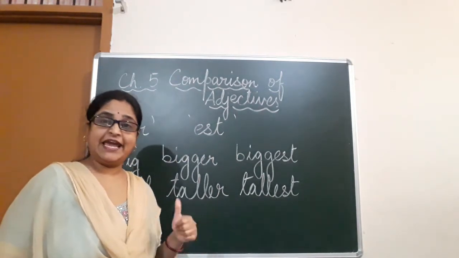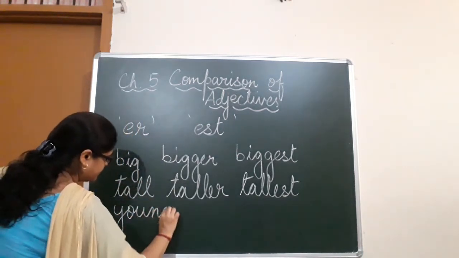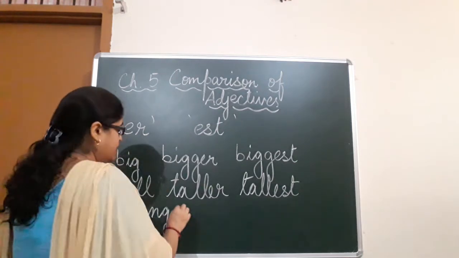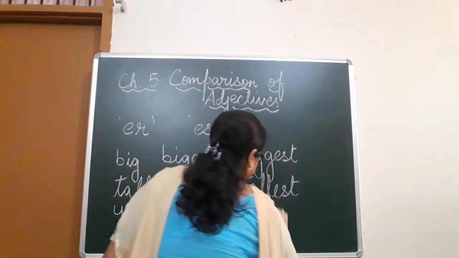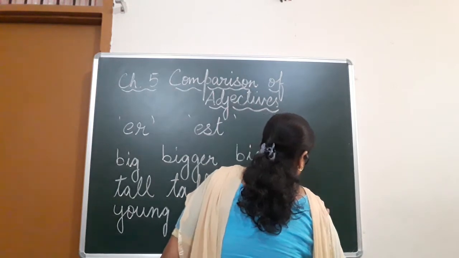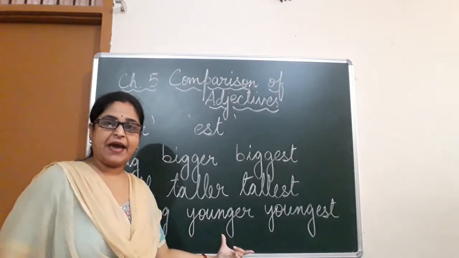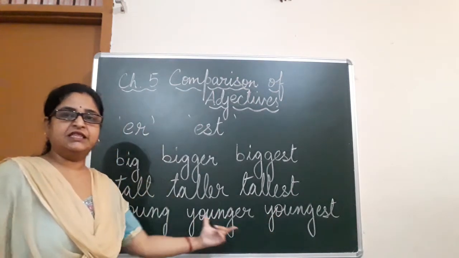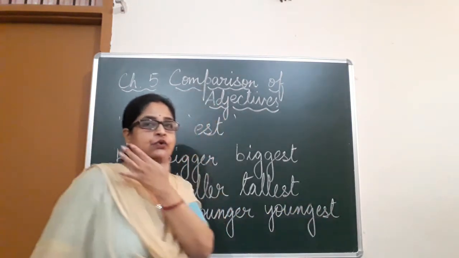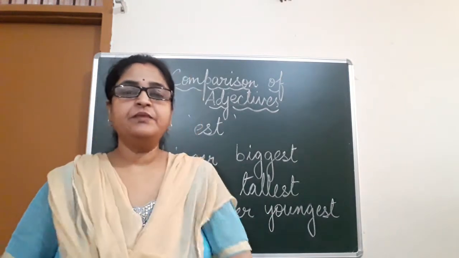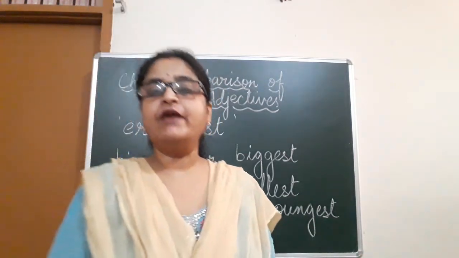Now I also gave you the comparison of age. My daughter is younger than me. Young is the adjective word, and then younger and youngest. So these are the comparison words. We are doing comparison between the adjectives, using ER and EST. Now children, I will give you one more example.